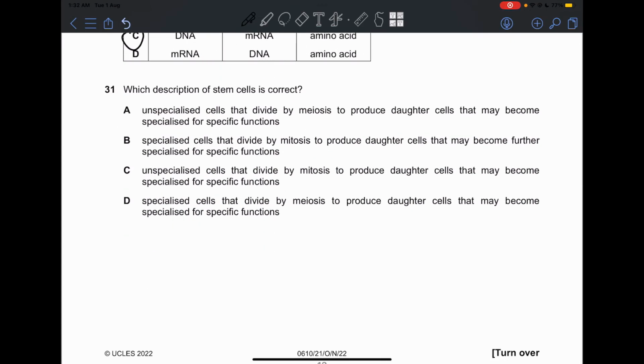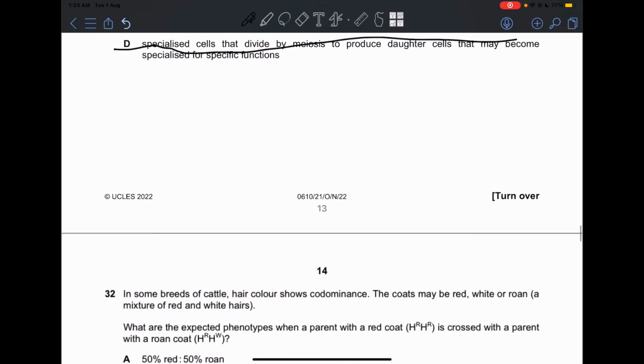31. Which description of stem cells is correct? As we know, stem cells divide by mitosis and not meiosis. So far we're going to be choosing between B and C. Now B says specialized cells that divide by mitosis to produce daughter cells that may become further specialized for specific functions. This is incorrect because they don't become further specialized. So our answer is going to be C because this is an incorrect statement over here.